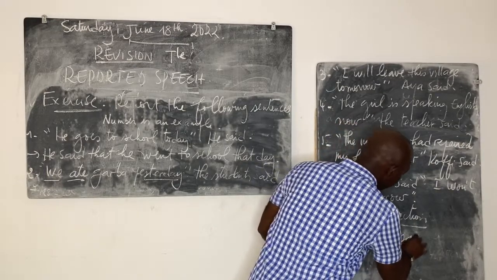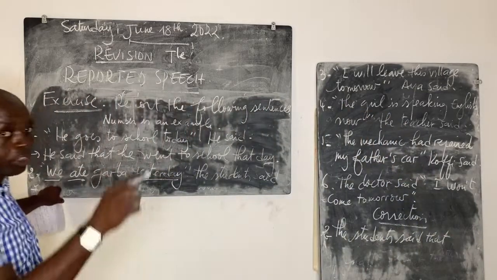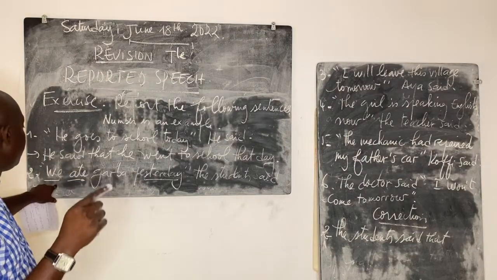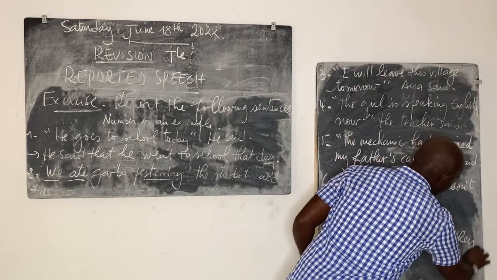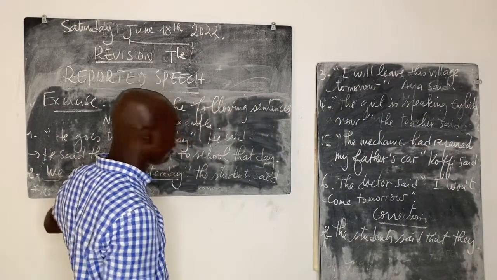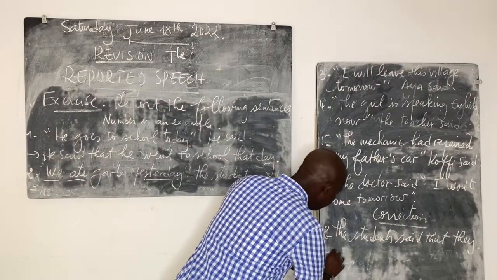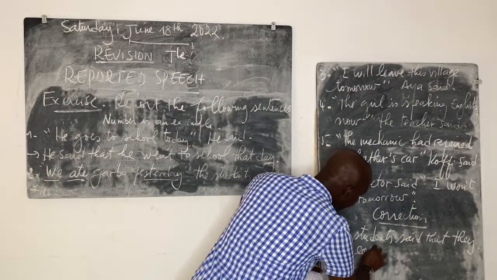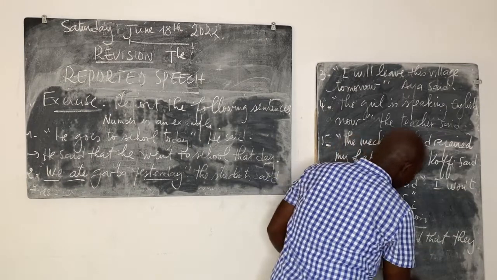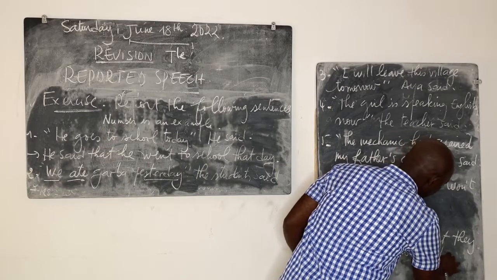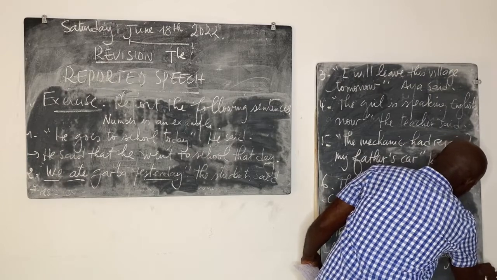So we're going to have, the students say that they, the students who are speaking. Ate, the past simple, is going to be the past perfect. They had eaten gamba, the day before or the previous day.